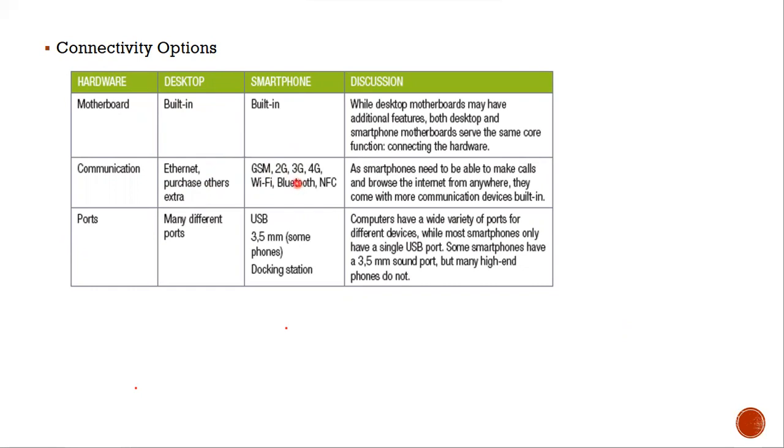Your smartphone allows connectivity anywhere and everywhere because you carry it around with you, and it has Wi-Fi, Bluetooth, NFC, near field communication. This allows easy communication. So in terms of networking, a smartphone allows easy connectivity. In terms of ports, your desktop has many different ports, but your smartphone has fewer ports, like a USB and then your port for your headphones, and a docking station.